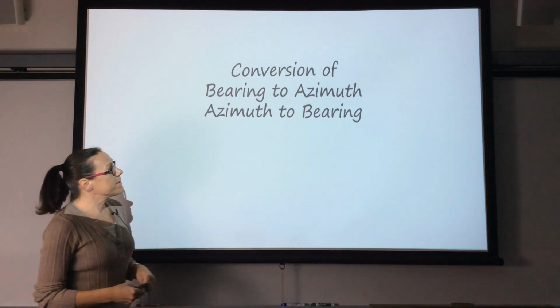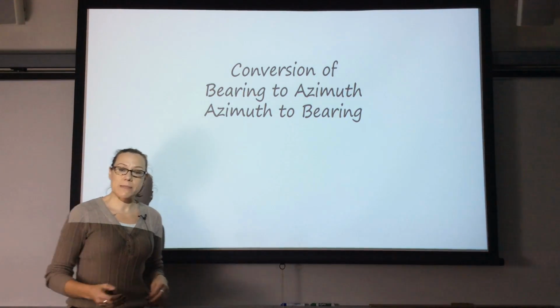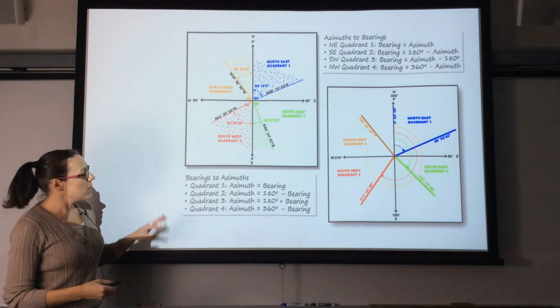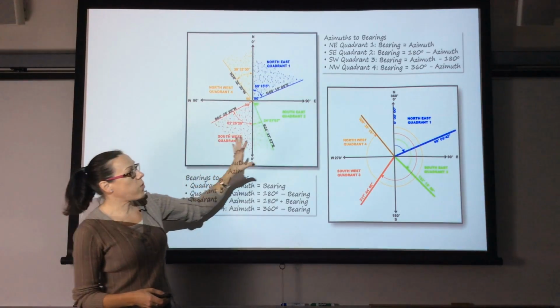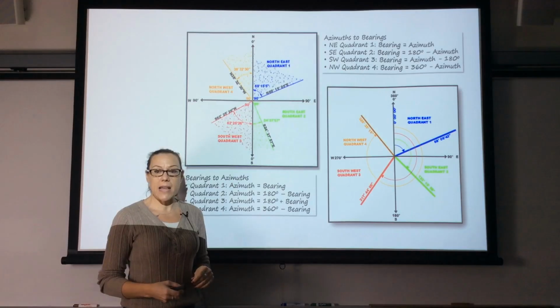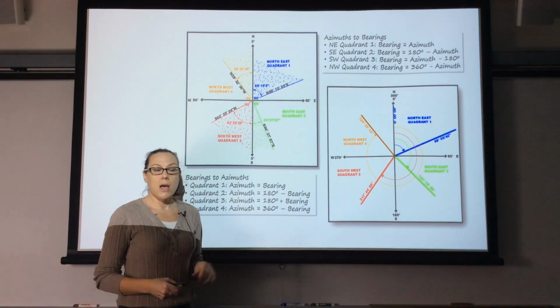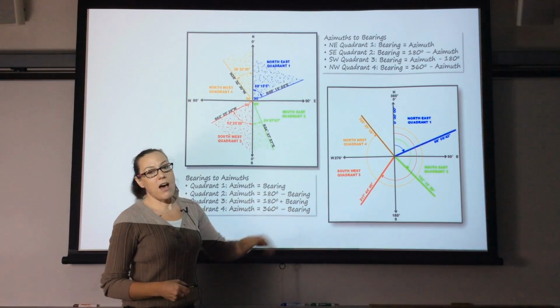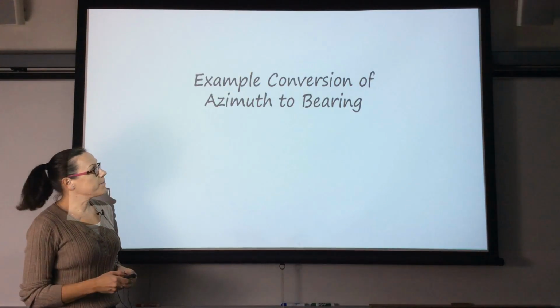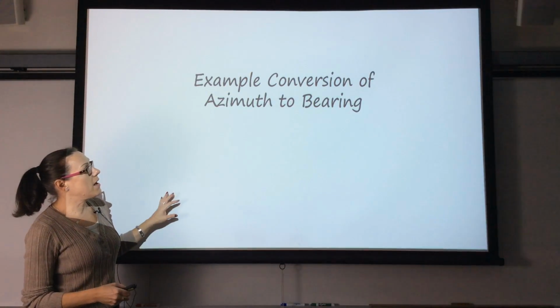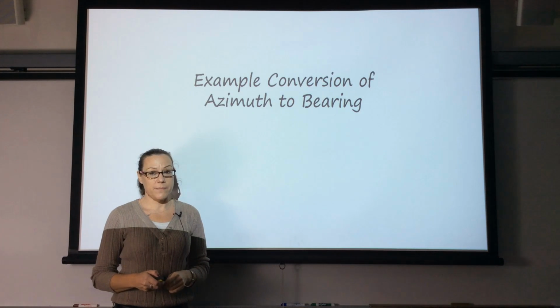So let's talk about conversions of bearings to azimuth and azimuth to bearings. So what you see here is the equations that we'll be using, and I'll go into a more broad explanation of each of these. All right? So here's an example of azimuth to bearing.